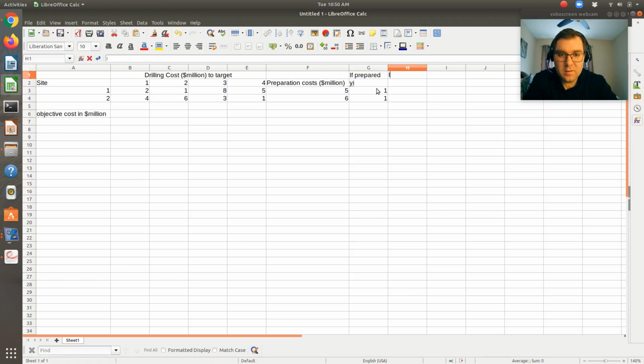Okay, and then I'm going to say if connected. So this would be xi1. So how do I want to do this? Let's set this up so that I have sites 1 and 2. Let's do xi1 if we're going to connect target. No, how do I? X1j. Okay, so this is going to be if.